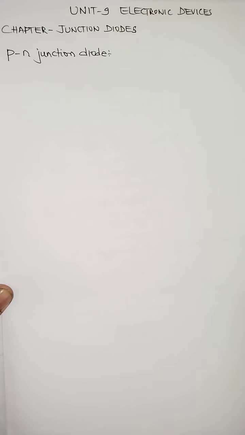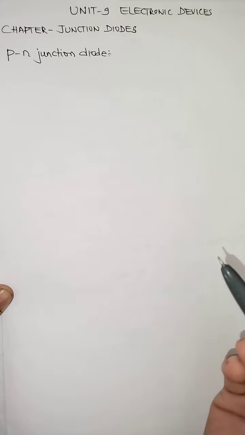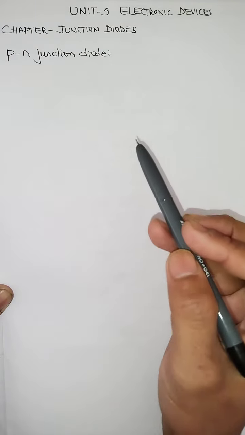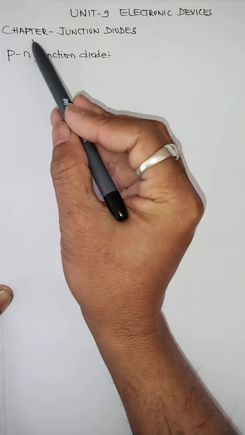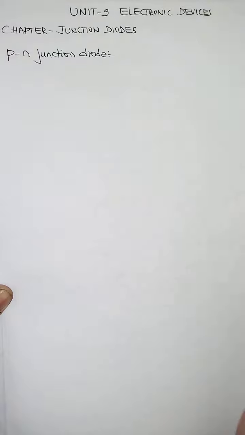Today we will start a new chapter, the last chapter that we do as per the reduced syllabus of class 12, from unit number 9. Unit number 9 is electronic devices, and the chapter that we do is completely based on the device only, that is called junction diodes. Okay, junction diode. To start this particular chapter, let me start with a PN junction diode.